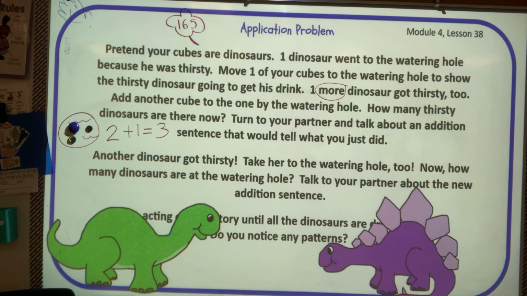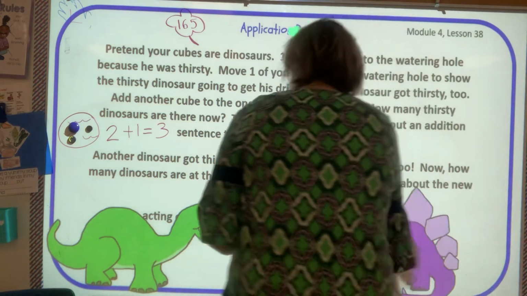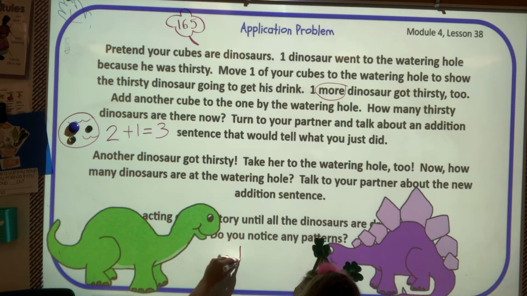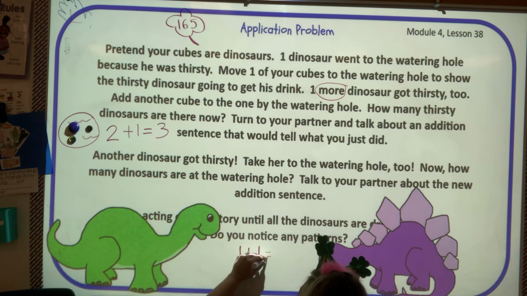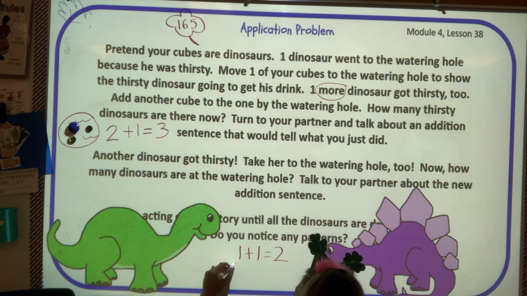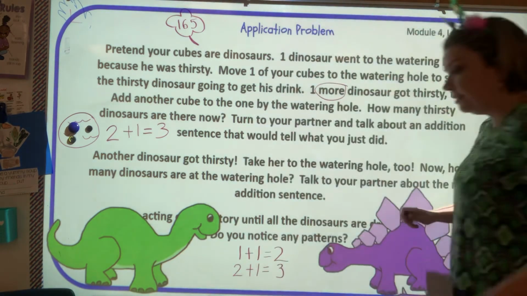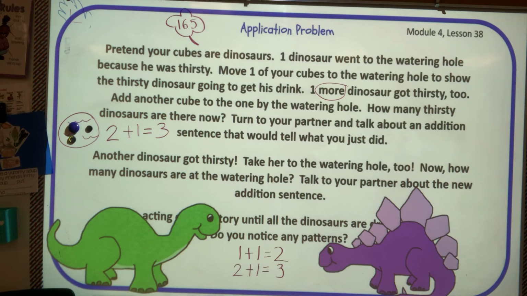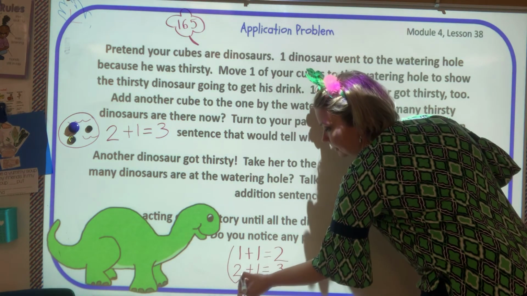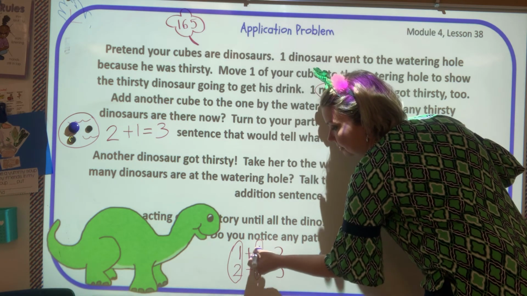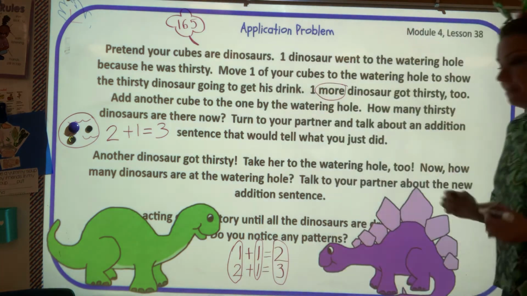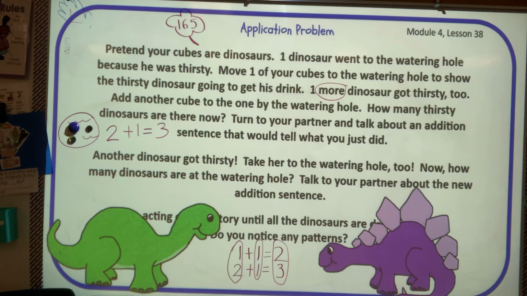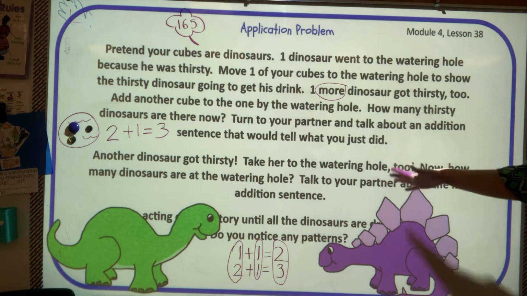So let's write that sentence down as well, and I want to show them side by side. So I had 1 plus 1 equals 2. Then I had 2 plus 1 equals 3. Do you notice a pattern? Look at the columns. Let's put these into columns. What's a pattern that you notice? Russell, what's a pattern that you notice here?